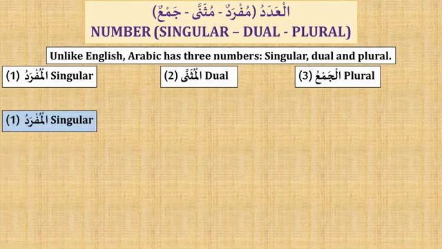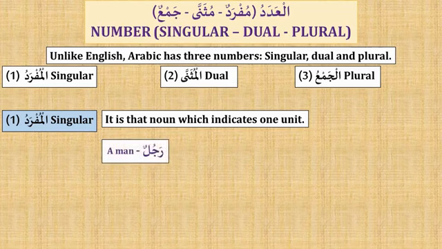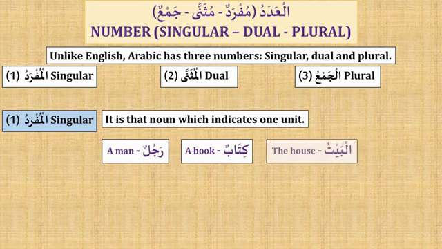The first one, al-mufrad, singular. It is that noun which indicates one unit, one object or one thing. Example, rajulun, a man, kitabun, a book, al-baytu, the house. There is no need to explain in detail here, but you can refer to our previous lesson to learn more about singular nouns. When does it end with dhamma, fatha or kasra? In this lesson we will only focus on dual and plural nouns inshallah.